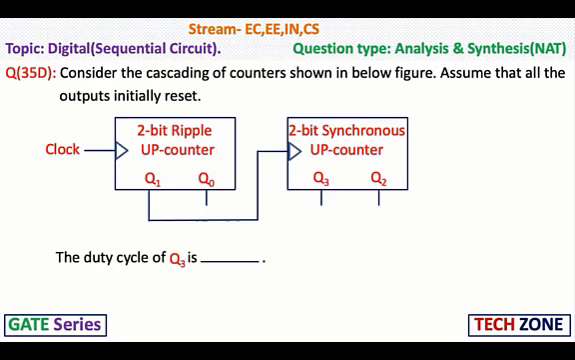fill in the blanks. Next, consider the cascading of counters shown in the below figure. Assume that all the outputs are initially reset. So this is the figure here. The duty cycle of Q3 is ___. Fill in the blanks.